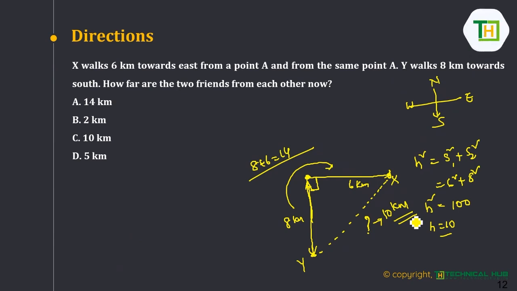I hope you understand. When I have to find the distance between 2 points, every time I have to find the shortest distance only, not 8 plus 6. It is the square root of 6 square plus 8 square. It is 10. Do you have any doubts in this? Yes, 10 kilometers is the answer. Many of you have mentioned it in the Q&A box. That's good.